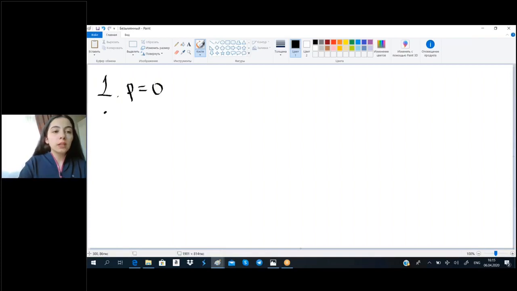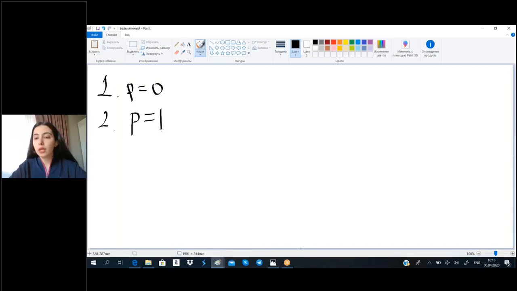Second one, the probability of the event which always occurs is 1. P is 1. For example, let's suppose that we have again one jar inside of which are only white and black balls. Let's find the probability of choosing either a white or black ball. It's 1. Why? Because any chosen ball will be either black or white.